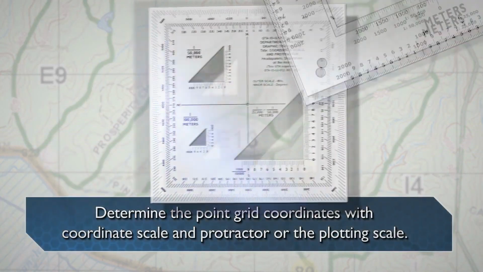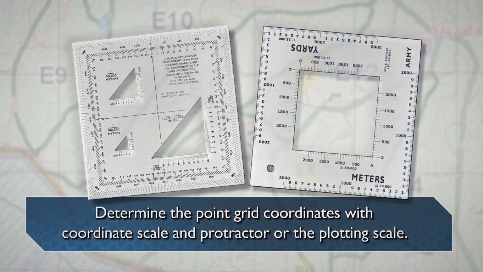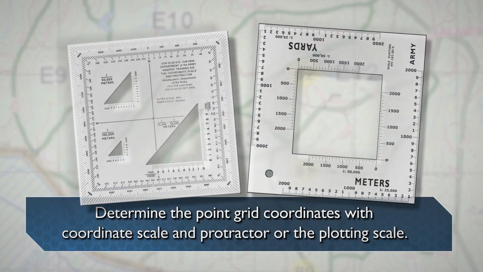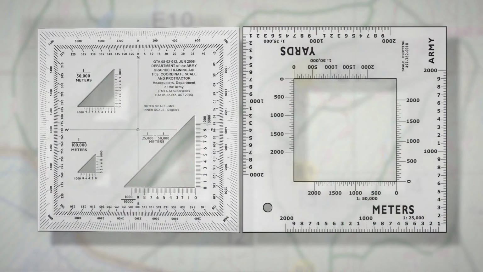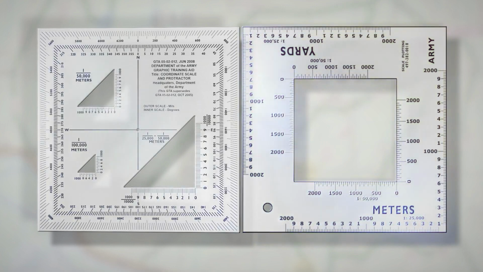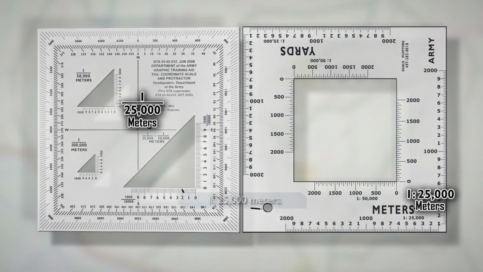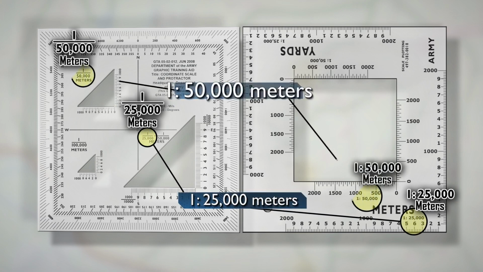Determine point grid coordinates with coordinate scale and protractor or plotting scale. The most accurate way to determine the coordinates of a point on a map is with a coordinate scale. You need not imagine lines because you can find the exact coordinates using the coordinate scale and protractor or plotting scale. Each device includes 2 coordinate scales, 1 to 25,000 and 1 to 50,000 meters. Make sure that regardless of which device you use, you choose the correct scale.